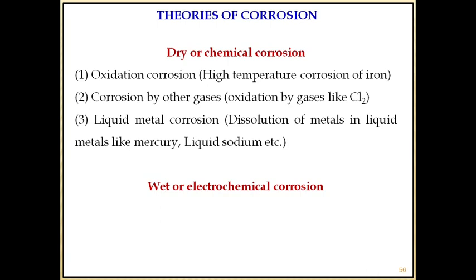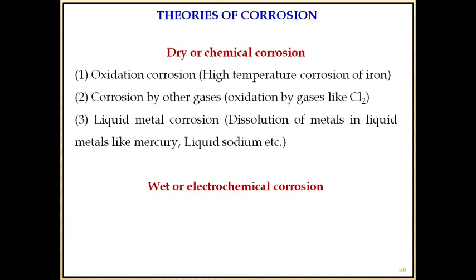The second one is corrosion by other gases. Oxidation by gases like chlorine will come under this category. Then the third one is liquid metal corrosion. That is the dissolution of a metal in liquid metals like sodium or mercury. If the metal is dissolved in a liquid metal like mercury, it will result in the formation of amalgams.